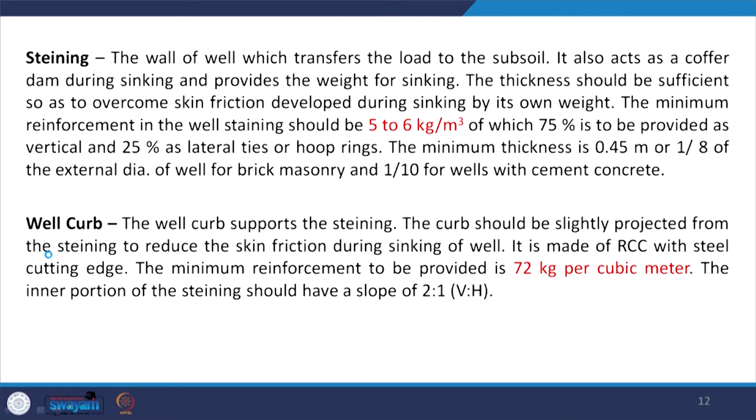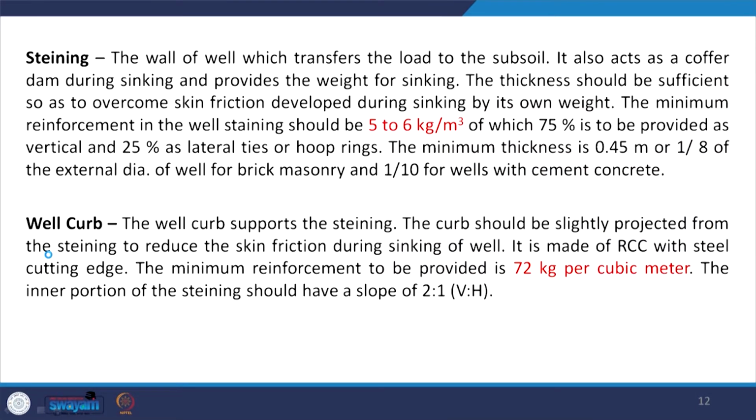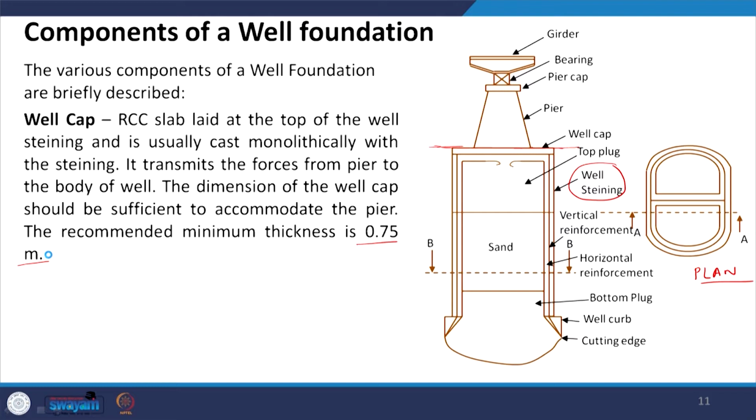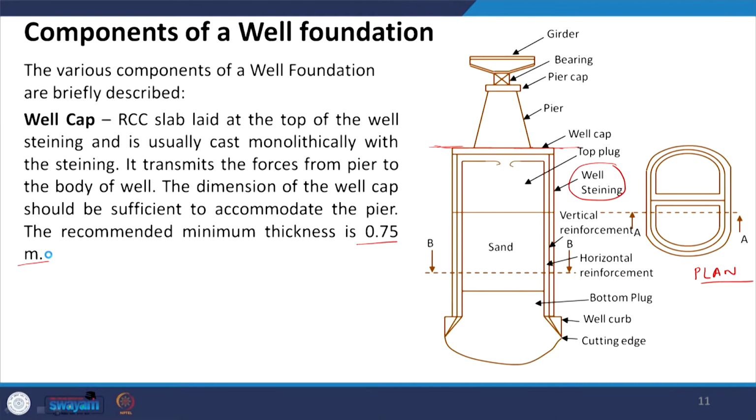After well cap, next is steining, which is also called well steining, and it is already shown. This is the main body of the well, the wall of the well which transfers the load to the subsoil. So, the pier will transfer the load to the well cap, which will transfer to the well steining, and finally the well steining will transfer the load coming from the superstructure to the soil. So, the well itself is the well steining. That means the main body, the cylinder which is used to transfer the load from well cap to the soil below, that itself is the well steining.